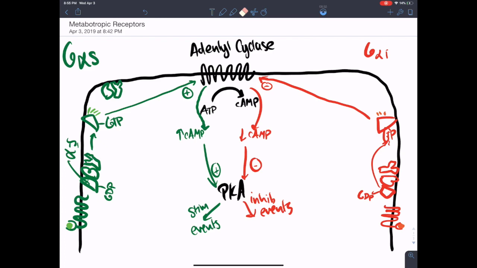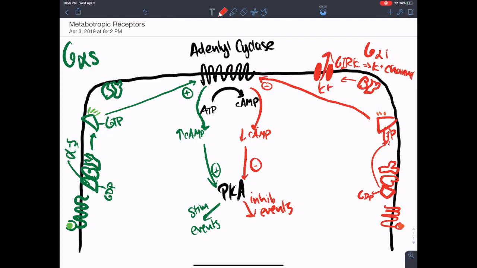In addition to this inhibition of PKA, the beta and the gamma subunit actually have a role here. So what they're going to end up doing is they're going to open what's known as a GIRK channel. And this is important to pay attention to because we accidentally said this wrong in class. What a GIRK channel is, it's a potassium channel that leads to efflux of potassium.